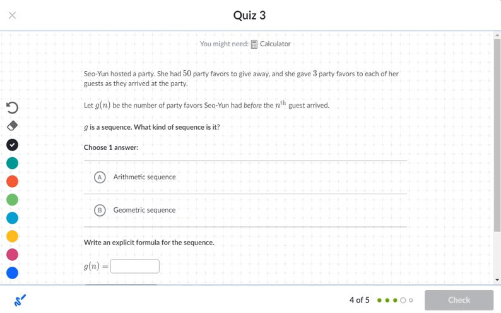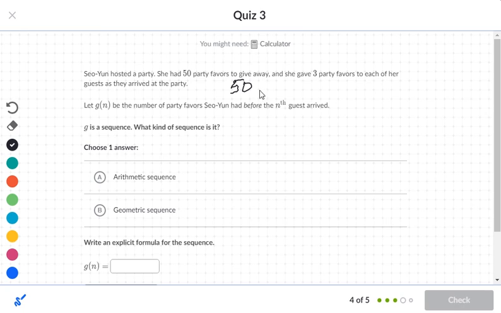Sun Ying hosted a party. She had 50 party favors to give away. She gave 3 party favors to each of her guests as they arrived. Let g of n be the number of party favors she had before the end of the guest had. What kind of sequence is this? Okay, so she had 50 party favors. So right here, she had 50 of these.